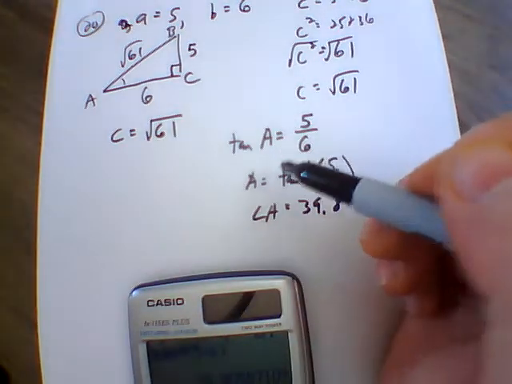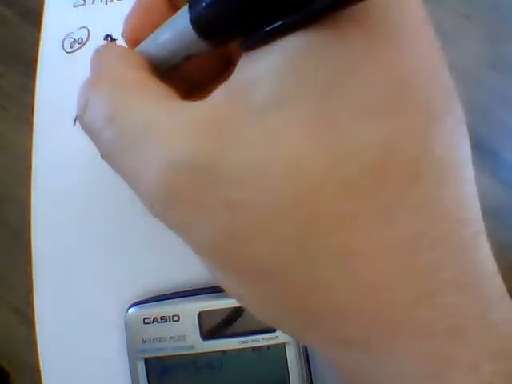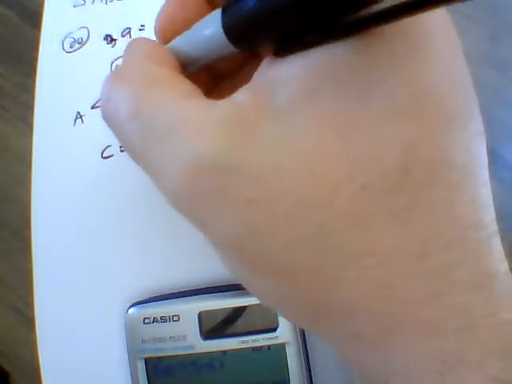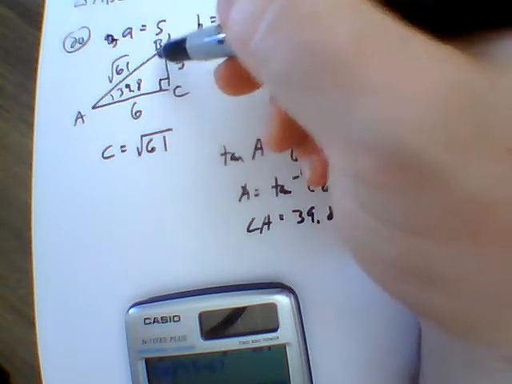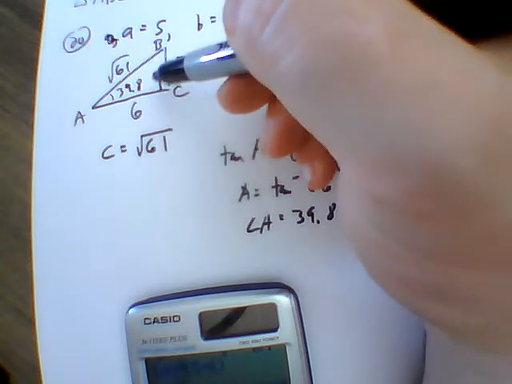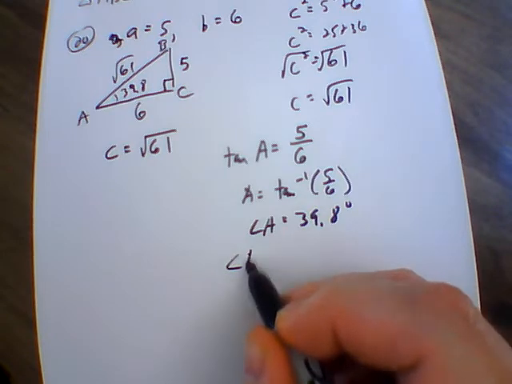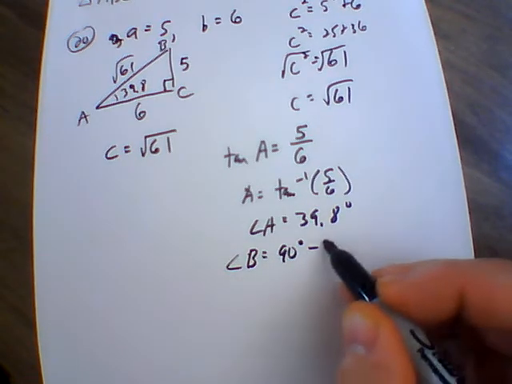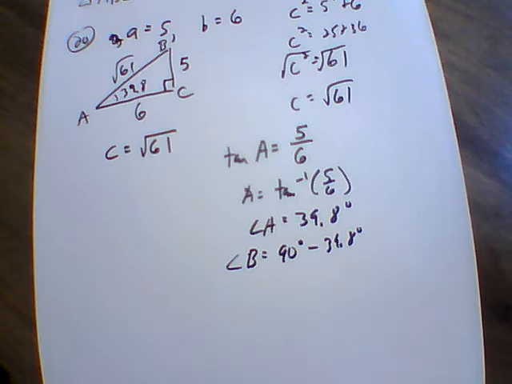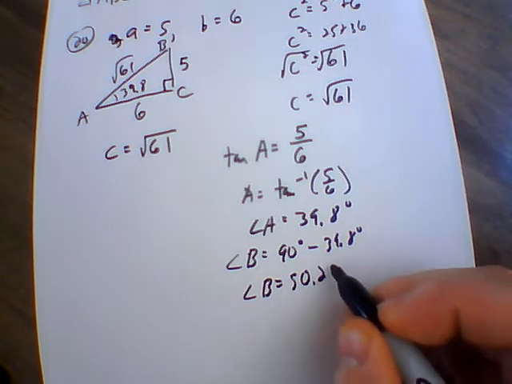Well, we could do the same thing to find angle B, but realize if we have a triangle and we are in Euclidean geometry, the sum of our interior angles is going to equal 180 degrees. Take 90 away, that means these two angles have to be complementary to each other. So because these angles are complementary, angle B is going to equal 90 degrees minus 39.8 degrees. So we see that angle B equals 50.2 degrees.